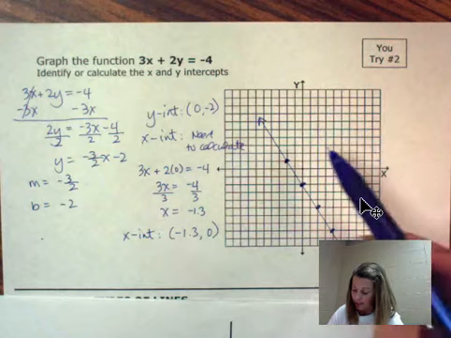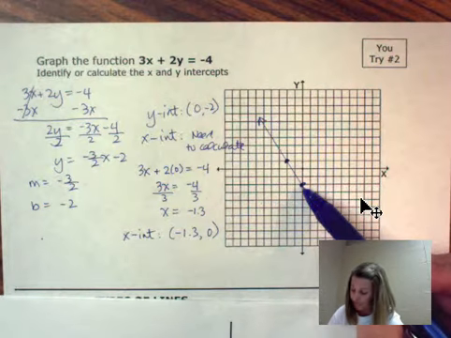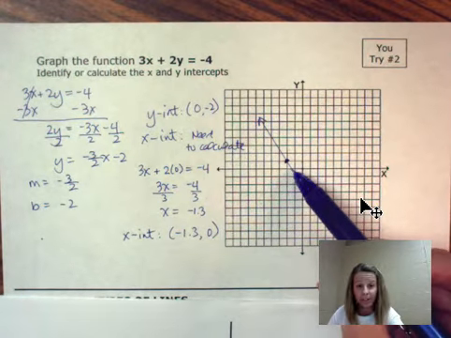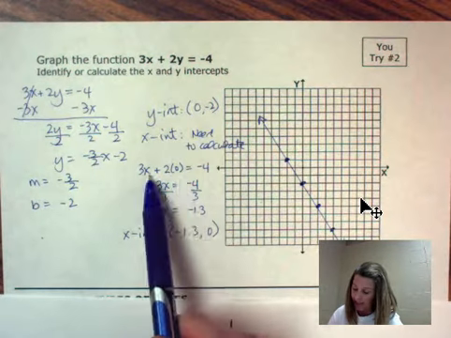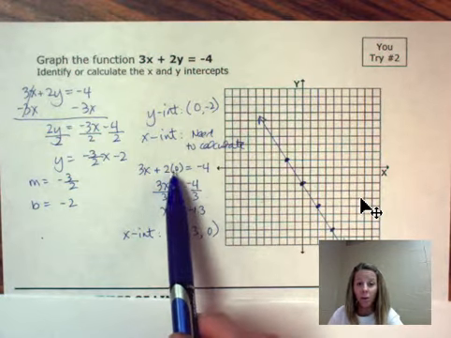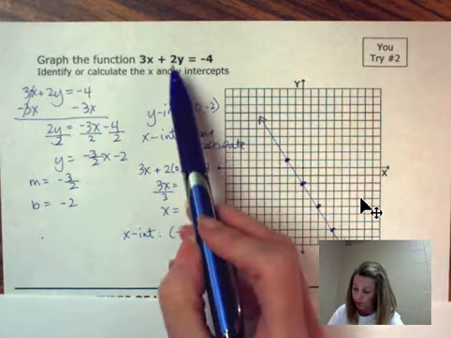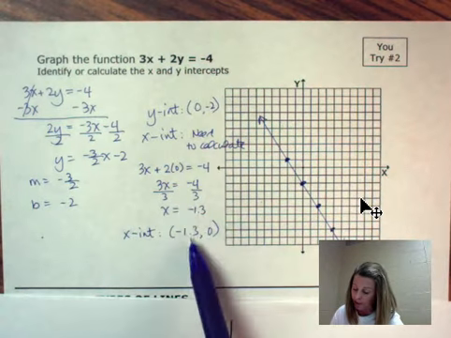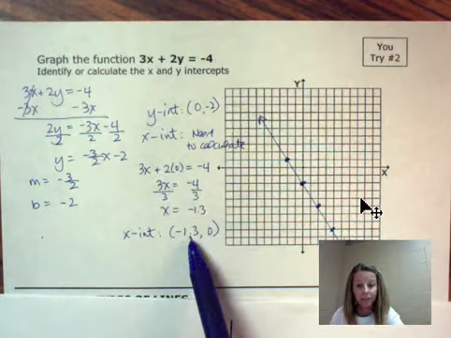The y-intercept is very easy. It's right there on the picture. That's what I used to graph. The x-intercept I couldn't quite see, so I had to calculate it. I plugged in a 0 for the y variable up here, and then I solved and got approximately negative 1.3.